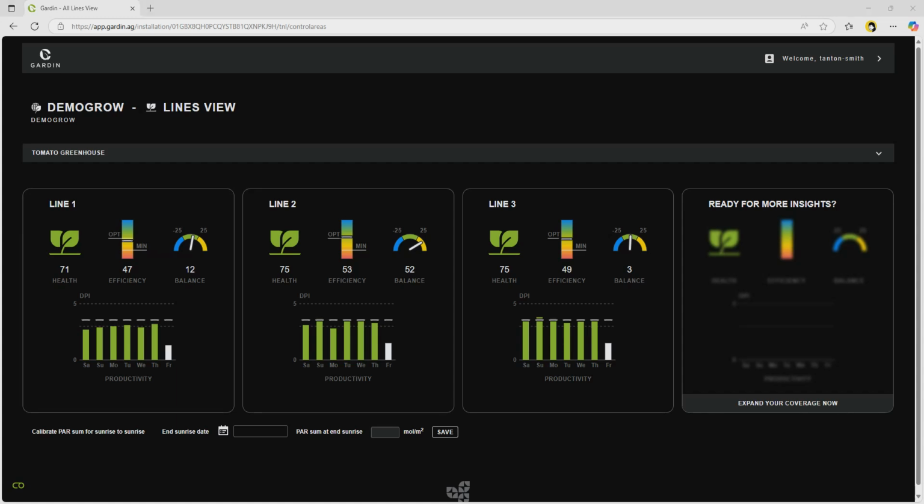As you can see, the icons have different numbers underneath, which tell you how well they're doing based on Gardin's metrics. In this case, most things look fine, but the balance seems to be a bit too high and the health is lower than we would ideally want. Let's have a closer look at the data.